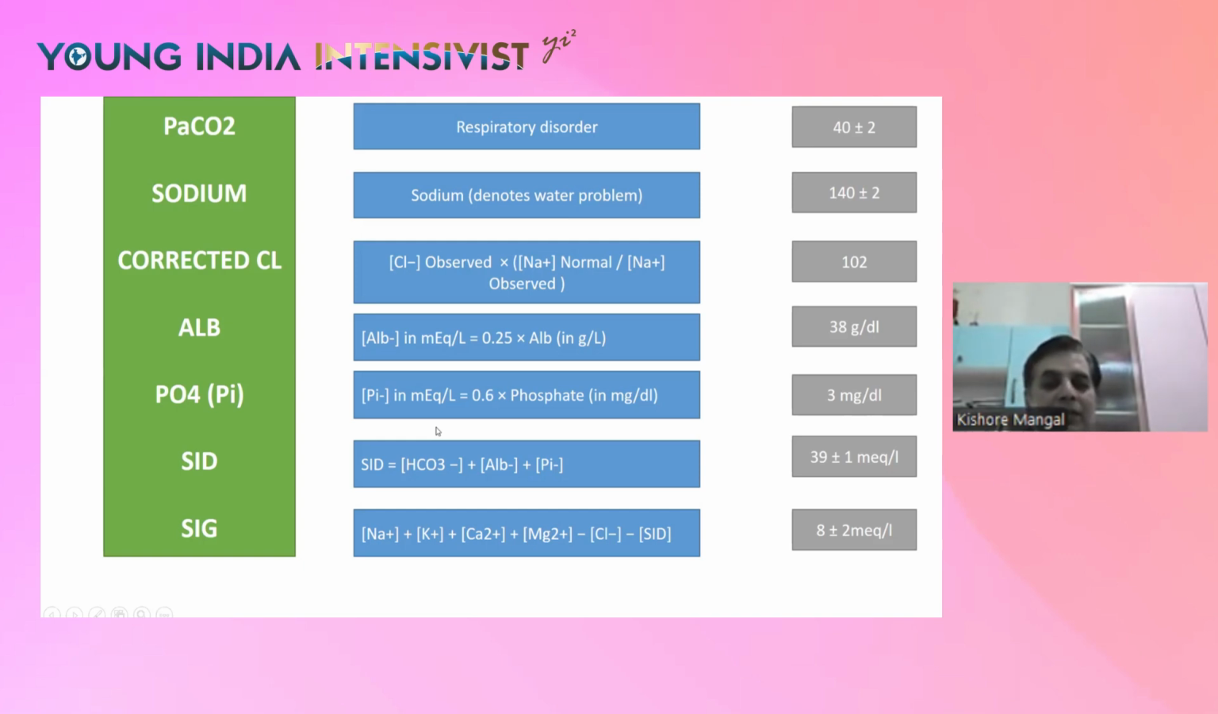SID will be the equation where HCO3, albumin, and phosphorus, all these three things will be combined, and the normal is around 39 plus or minus 1. And SIG is the difference between sodium, potassium, calcium, magnesium minus the chloride and the SID, and it is 8 plus or minus 2. Okay. PCO2 will give respiration, and SID will give you the strong ion difference. Albumin and phosphorus will give you A-tot, and the difference between all these things will give you the SIG, which is the unmeasured anions.